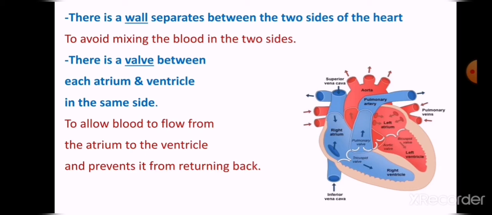So the function of the valve: there is a valve between each atrium and ventricle in the same side. Why? To allow the blood to pass from atrium to ventricle, and prevent it from returning back.